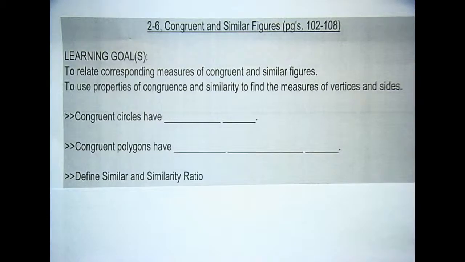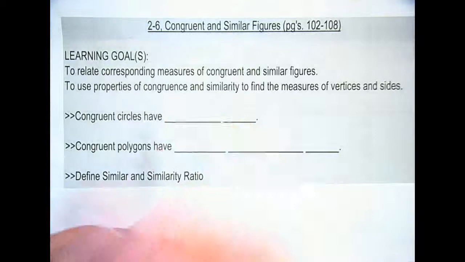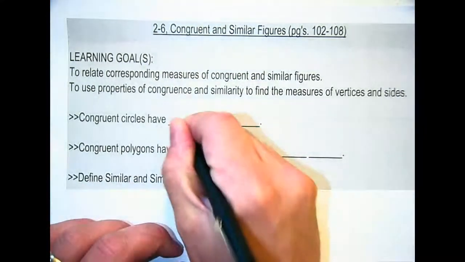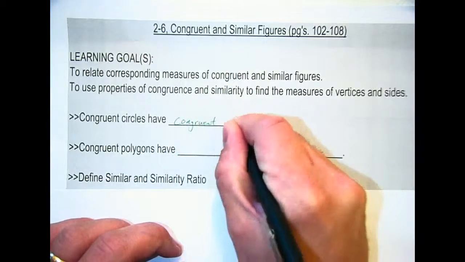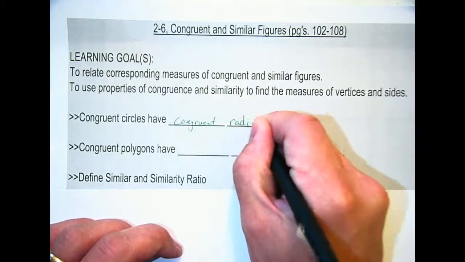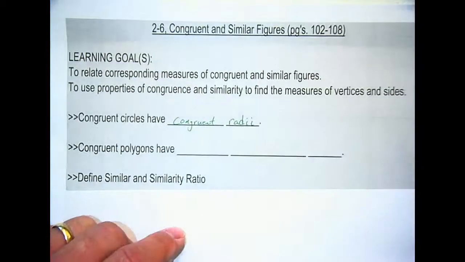All right. So, congruent circles. You went through the notes. Congruent circles have what? Congruent radii. And radii is R-A-D-I-I. I think it's R-A-D-I-I. Think it. Sorry. Bad joke.